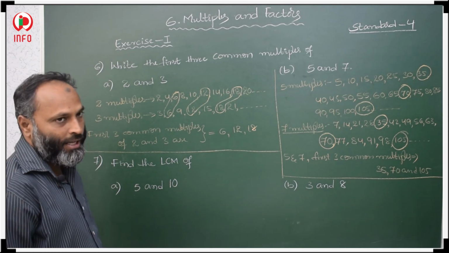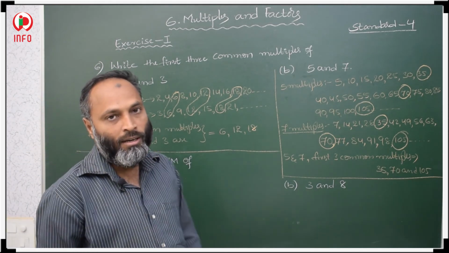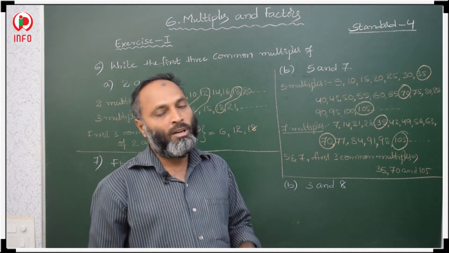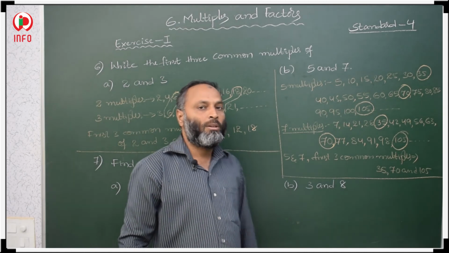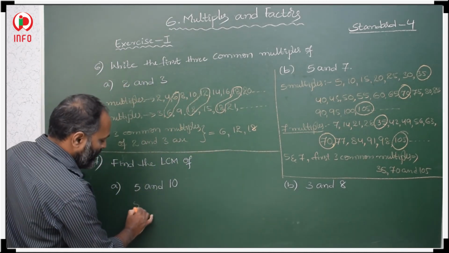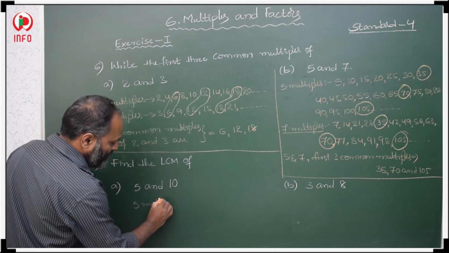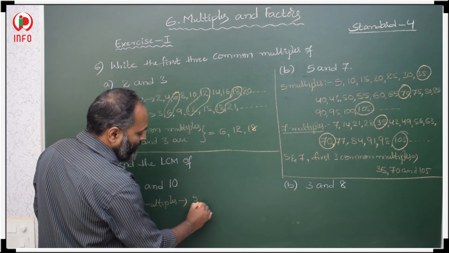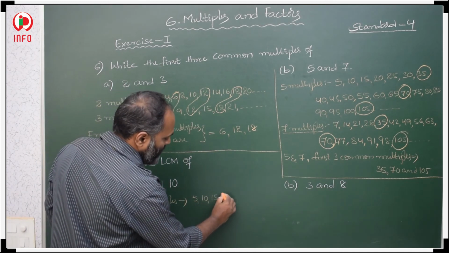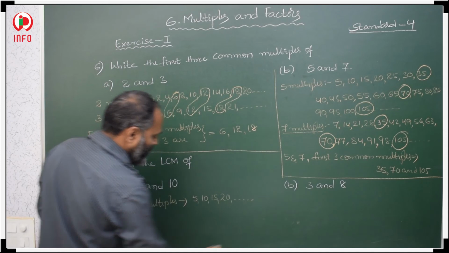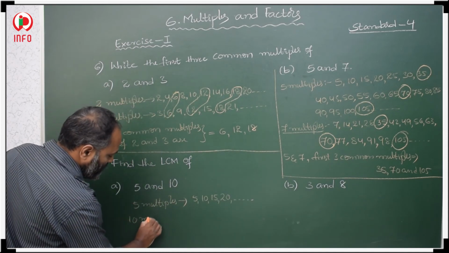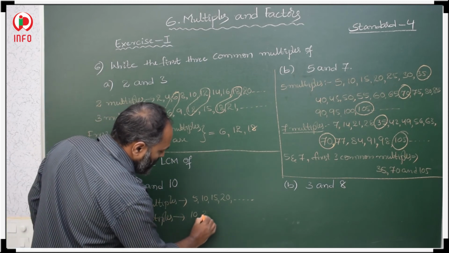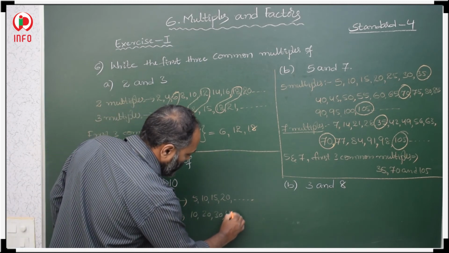LCM of 5 and 10. LCM means least common multiple. Whatever the first common multiple is, that is the least common multiple. First we write the multiples of 5: 5, 10, 15, 20, and so on. And the multiples of 10: 10, 20, 30, 40.